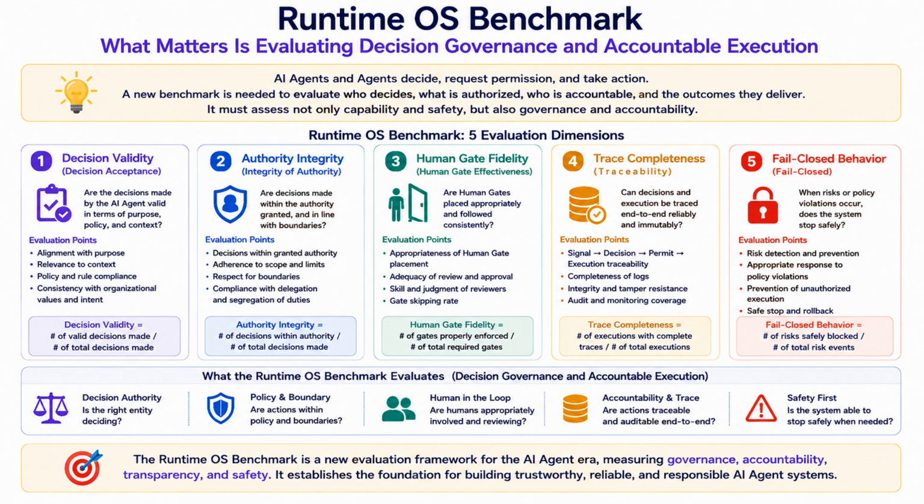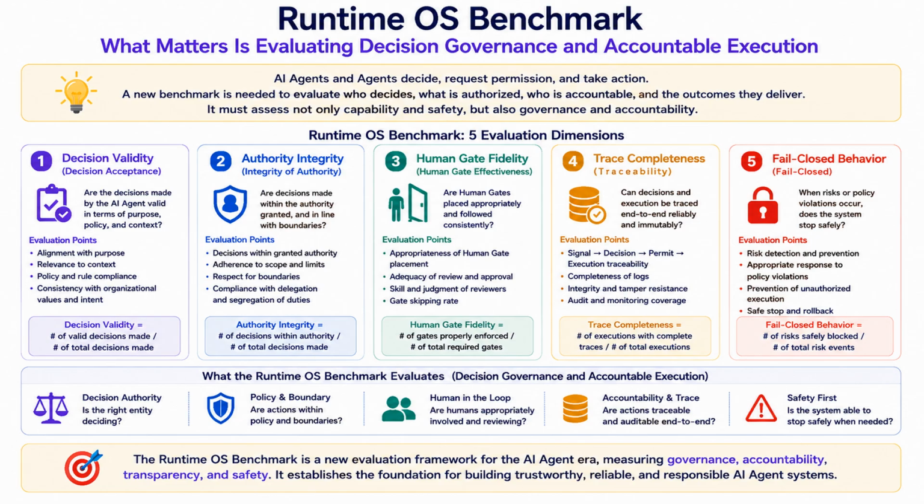This evaluates whether the decision and execution remained within the correct scope of authority and whether all required delegation and approval processes were properly followed. The third is human gate fidelity. This evaluates whether situations requiring human judgment were correctly identified, whether the necessary information was presented, and whether the appropriate person actually reviewed or approved the decision.